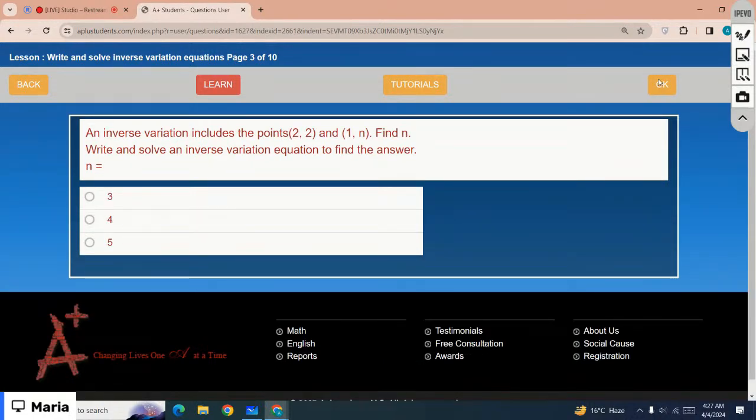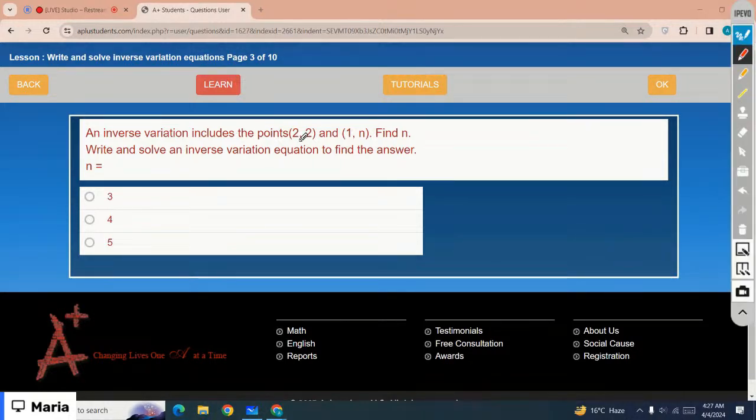An inverse relationship includes the point 2, 2 and 1, n. Find n. So which is the correct option? 2 times 2 is 4. 1 times what number is 4?